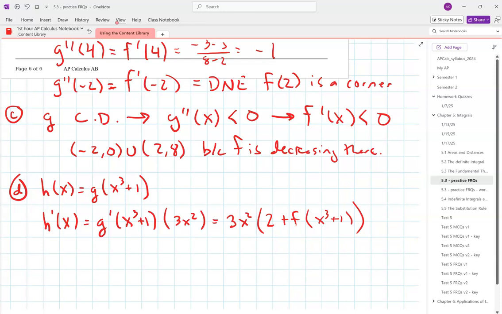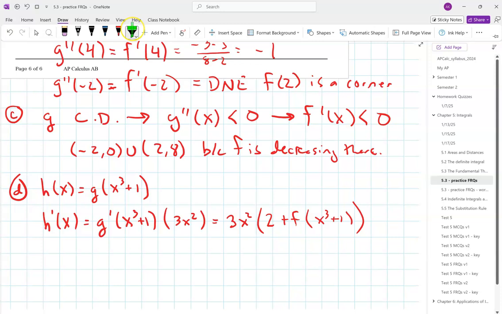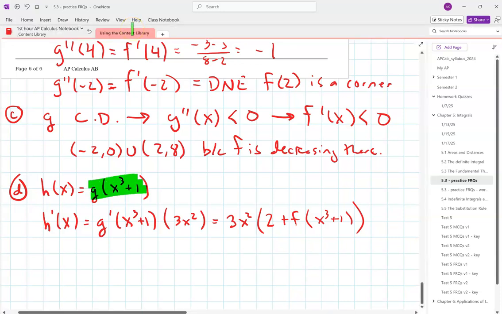So there was a chain rule here when I did this derivative. I had the derivative of the outside times the derivative of the inside. Does that feel good, Finn? Yeah. Okay.